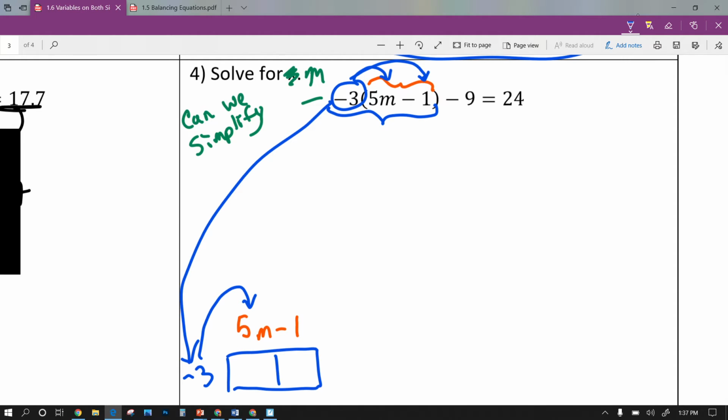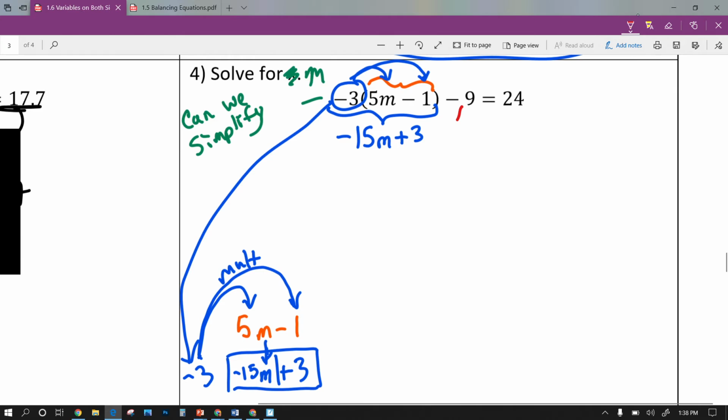So we're going to take -3 times 5, which is -15, and then our variable that we have is m. So we have -15m. Then we have to multiply by our next term, which we're going to take this -3 again, and we're going to multiply it by -1. Negative times a negative gives me a positive number, and 3 times 1 is 3. So I have -15m plus 3.